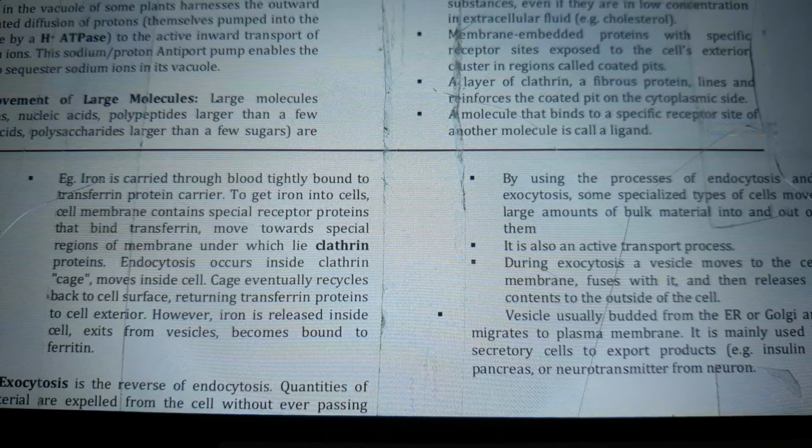The sodium-potassium ATPase is also an antiport using the energy of ATP to pump sodium out of the cell. A Na+/H+ antiport pump in the vacuole of some plants harnesses the outward facilitated diffusion of protons, themselves pumped into the vacuole by the H+ ATPase, to drive the active inward transport of sodium ions. This sodium-proton antiport pump enables the plant to sequester sodium ions in its vacuoles.